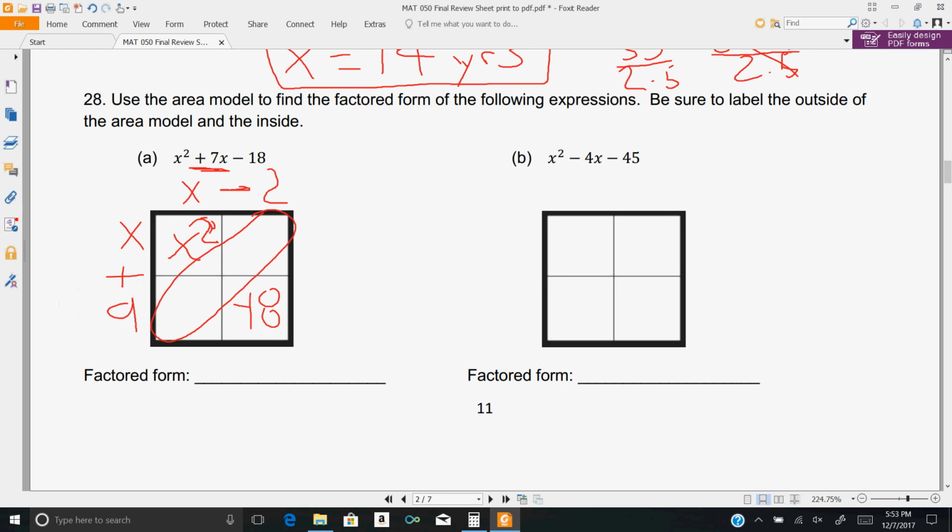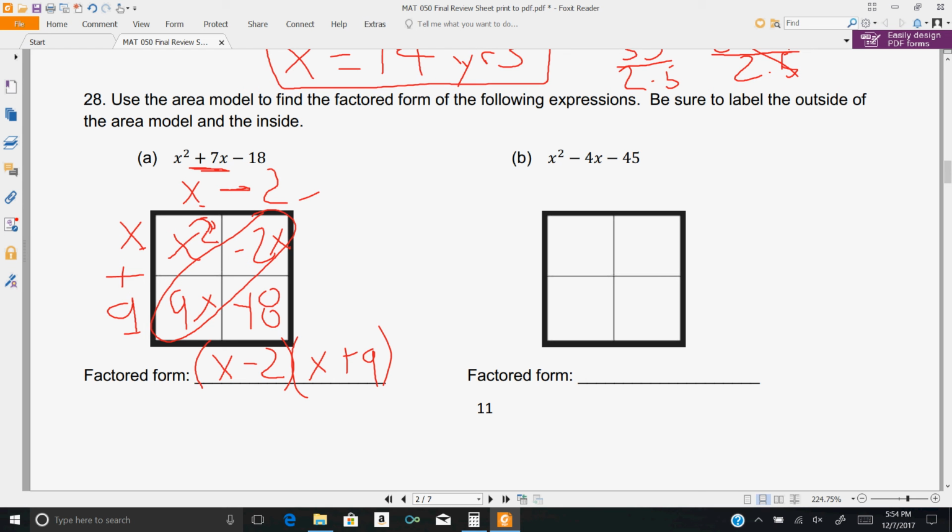So my answer is, first of all, check it: 9x, because I do 9 times x, and then x times negative 2, I get negative 2x. Add those together, I do get positive 7x. So I can say my factored form is x minus 2 times x plus 9. You could have written x plus 9 times x minus 2. It's the same thing.